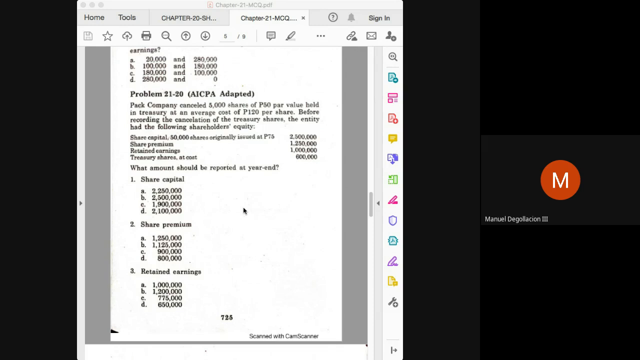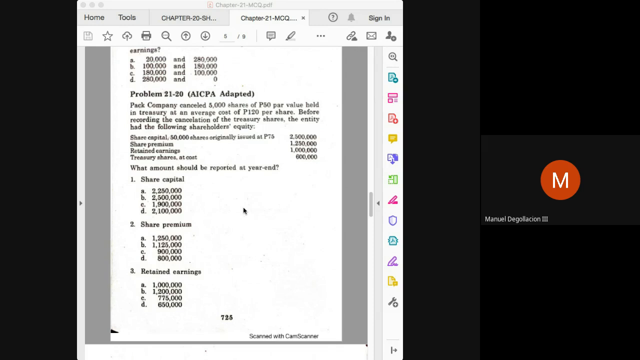credit treasury shares at 600,000. But our debit is still lacking. Our debit so far is just the 250 and the 125. We just have 375. So that means we lack about 225, if I'm not mistaken. 250 plus 125, that's 375. So the 225 would be charged to your retained earnings.